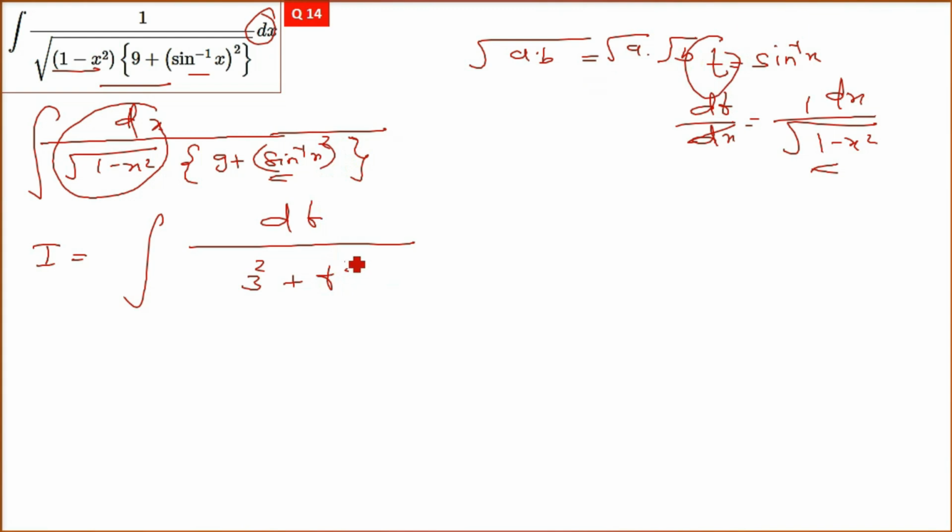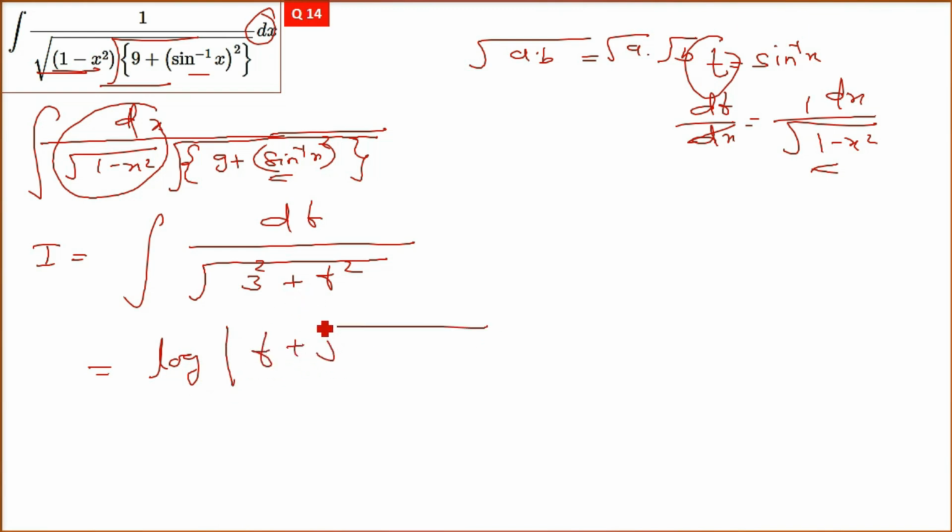9 was 3 square, and sine inverse x is t square. Everything is in under root, so let me just place it inside the root. Now we have a direct formula for a square plus x square, or x square plus a square, that we will use just now: log modulus t plus under root. So we'll keep it here. See, 9 plus sine inverse x whole square will eventually come, but we'll go step by step.